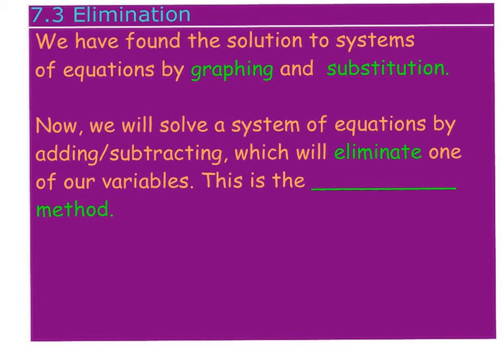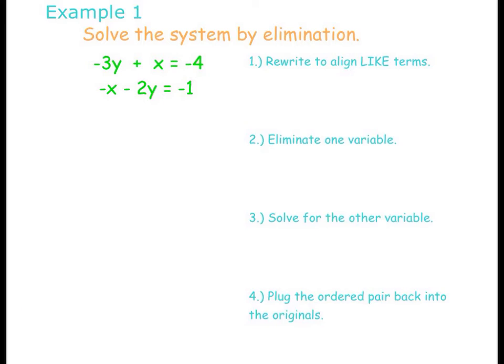Now there's a third method that we're going to learn. This method relies on us eliminating one of the variables. So this method is called elimination. In the elimination method, we are working to get rid of one of our variables. And so as we begin this method, the first step is always to rewrite the two equations so that we can line up our like terms.